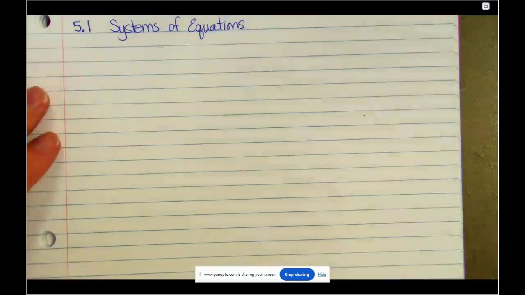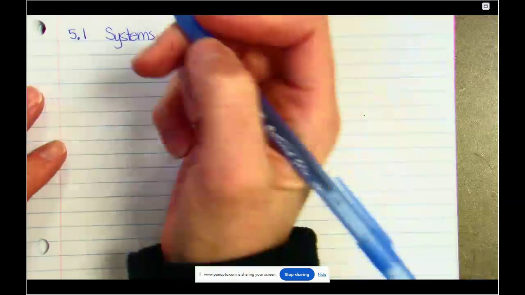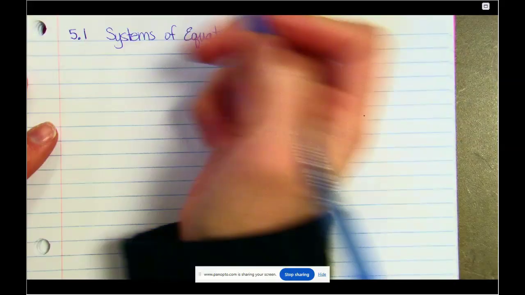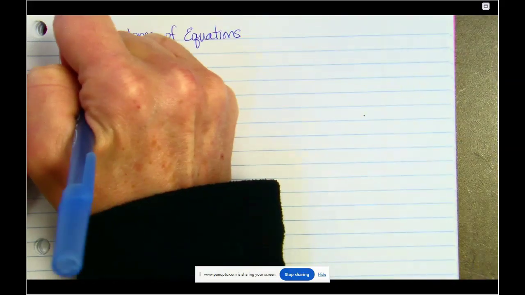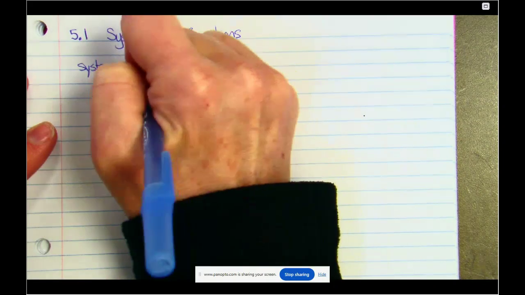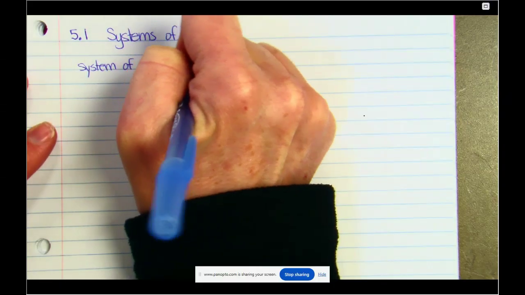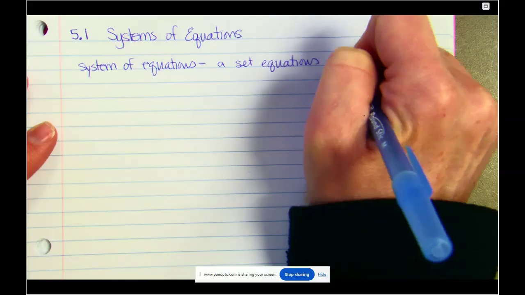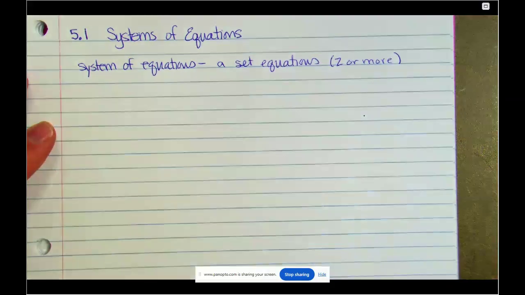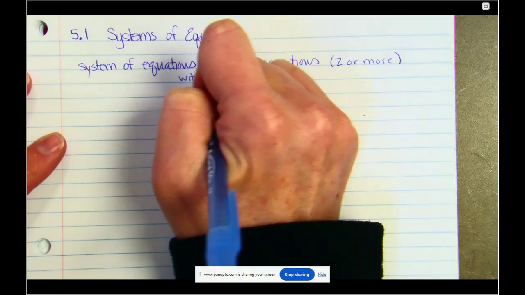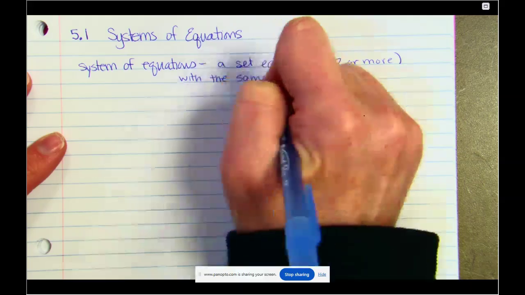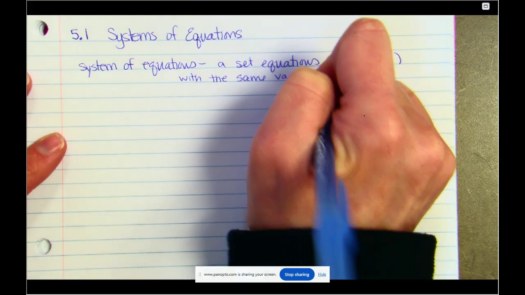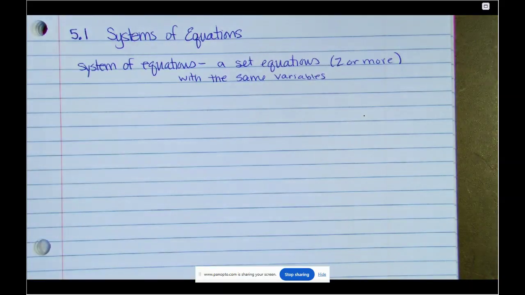Okay, so let me first of all show you a definition of a system of equations. A system of equations sounds really fancy. Is a set of equations, two or more, with the same variables. Okay, now I'm going to show you an example of one that is, and then we're going to talk about one that's not. So just so that you understand this definition.